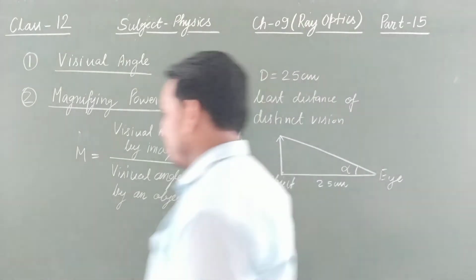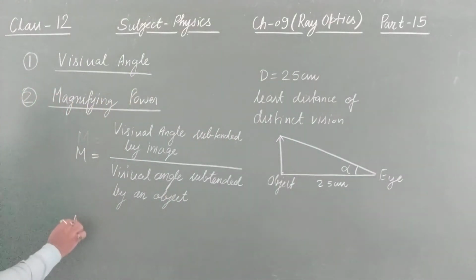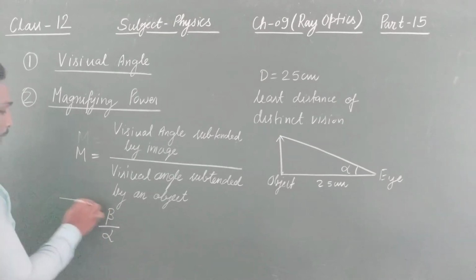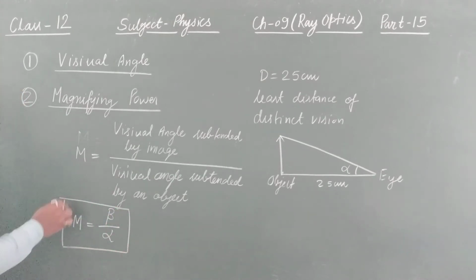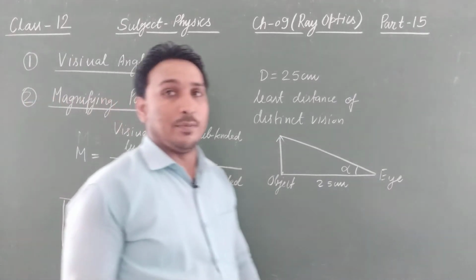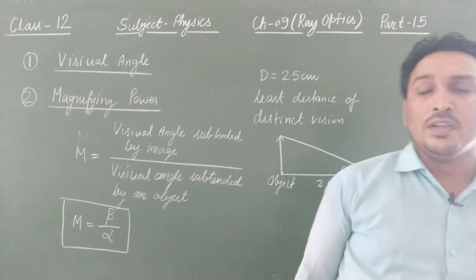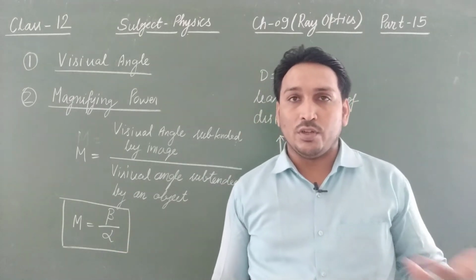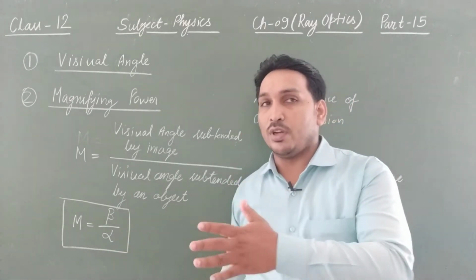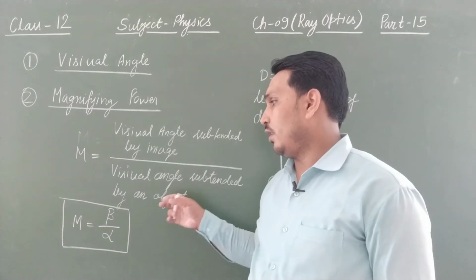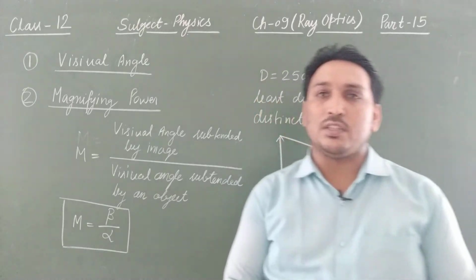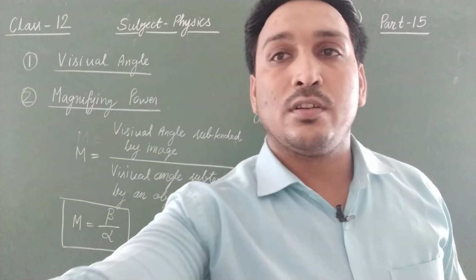So capital M is defined as the visual angle subtended by the image, given by beta, and the visual angle subtended by the object, given by alpha. So capital M is equal to beta upon alpha. These two definitions must be clear to everyone. Visual angle, what is visual angle? The angle subtended by an object at our eye. And what is magnifying power? The ratio of the visual angle subtended by the image to the visual angle subtended by the object.